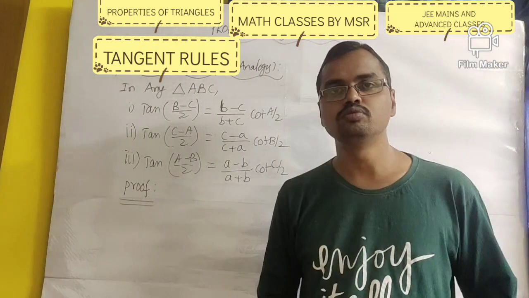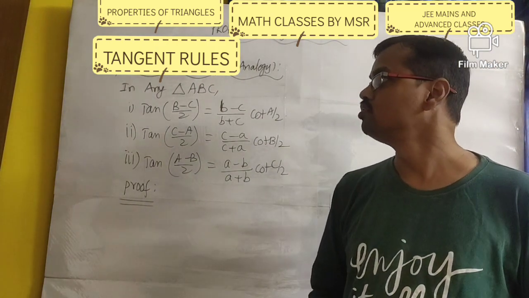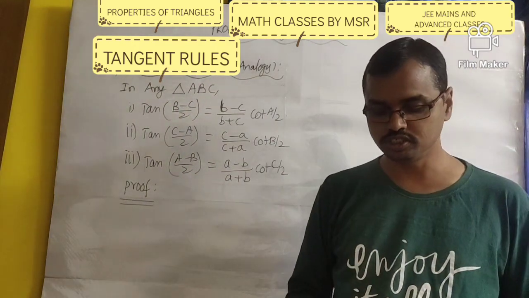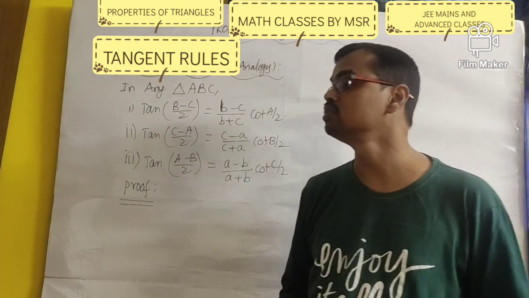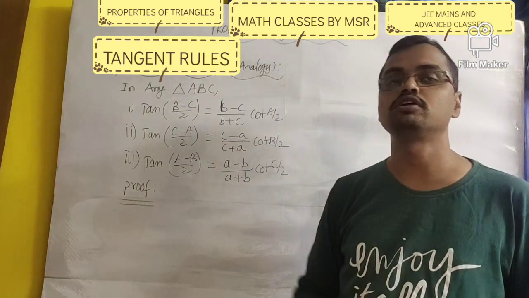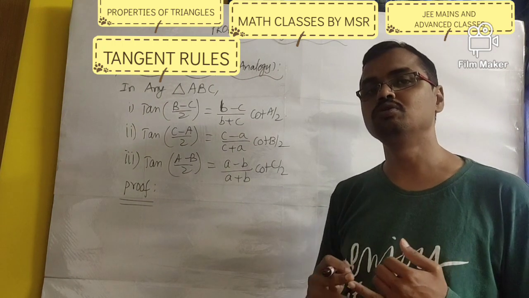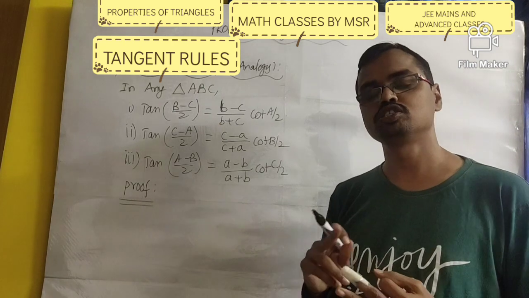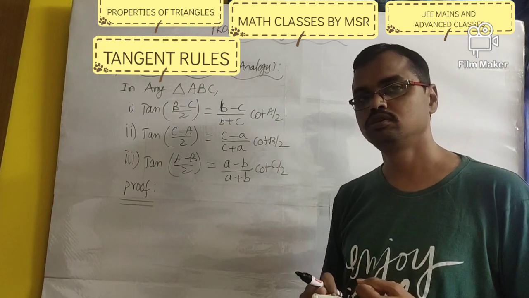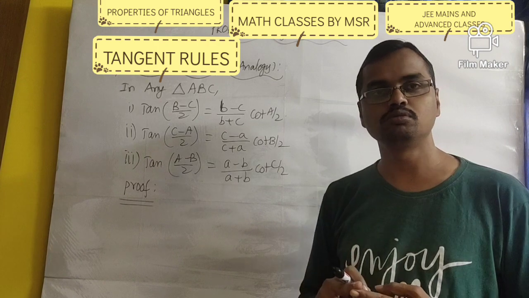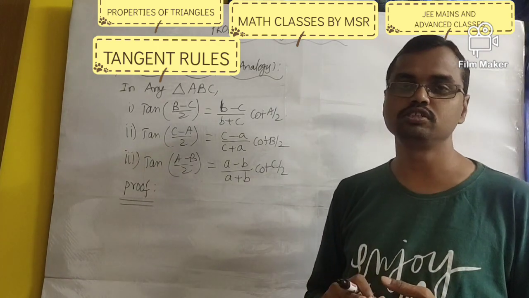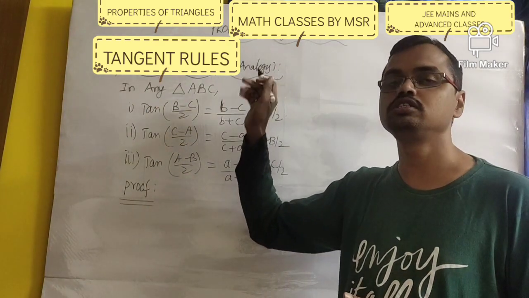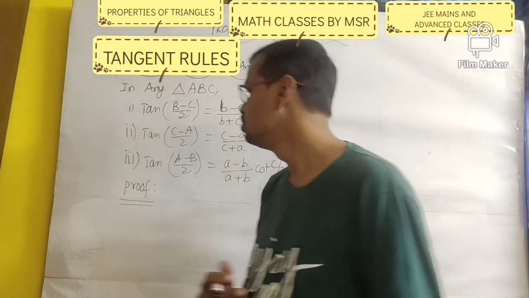Okay, welcome to math classes by MS sir. Today we are going to discuss tangent rules or Napier's analogy. In the previous videos we discussed the subtopics in properties of triangles, as well as sine rule, cosine rule, projection rules and problems based on them, and after that Mollweide's rules and problems based on them. Today we are going to discuss tangent rules or Napier's analogy and problems based on them.